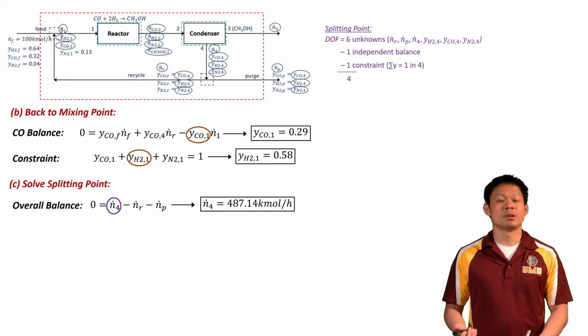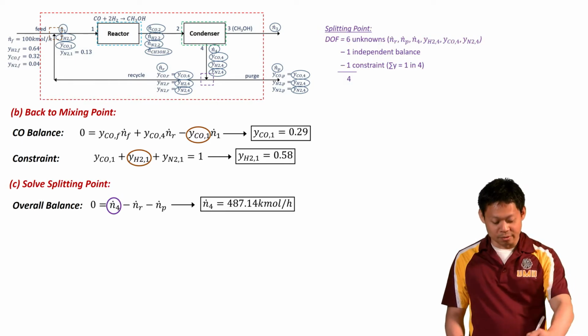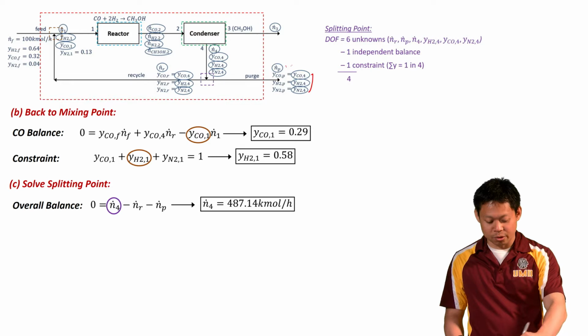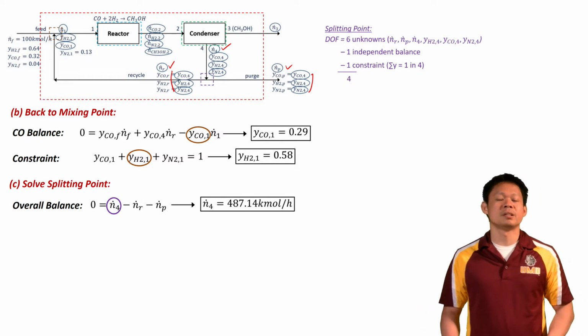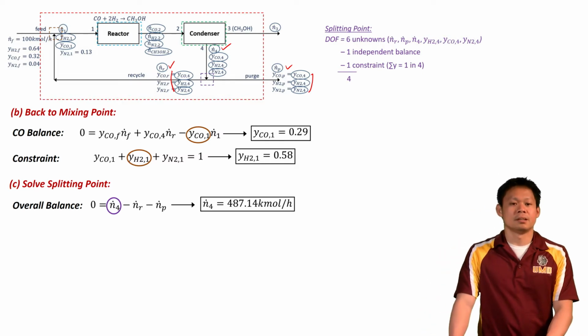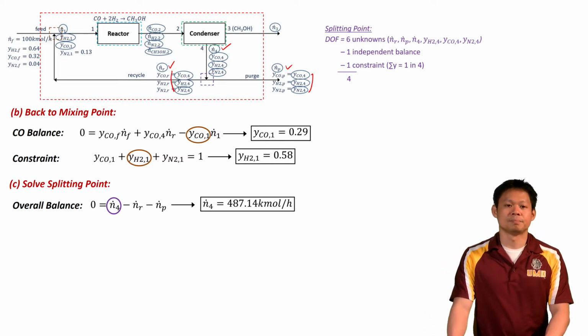In terms of the splitting point, it turns out that we actually only have one unknown left. We have solved for all the mole fractions. We know the purge. We have solved for everything in the recycle. So the only unknown left is N4. So a simple independent overall balance, in is equal to out, we get our N4.